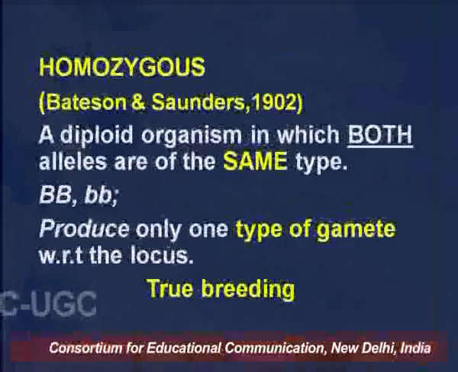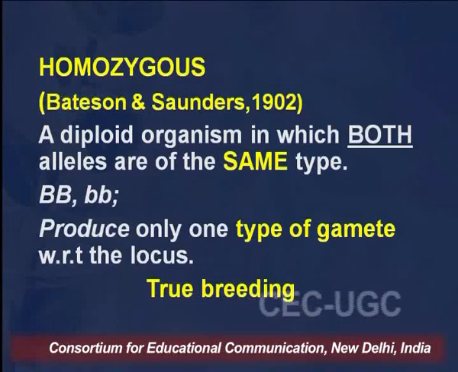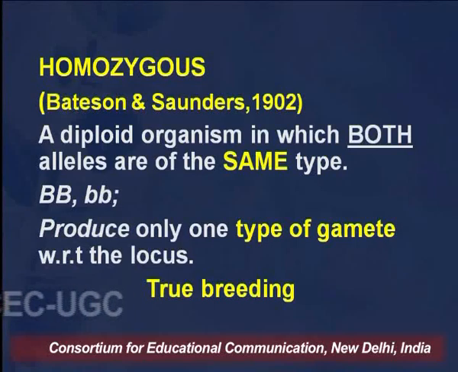So a homozygous constitution would be a diploid organism where both the alleles are of the same type. Either both of them are capital or both of them are in lower case, small letters. So in this case, if meiosis is going to take place, both capital B and capital B, or small b and small b, naturally they will produce only one type of gamete with reference to the locus. So these are the true breeding or the homozygous organisms.